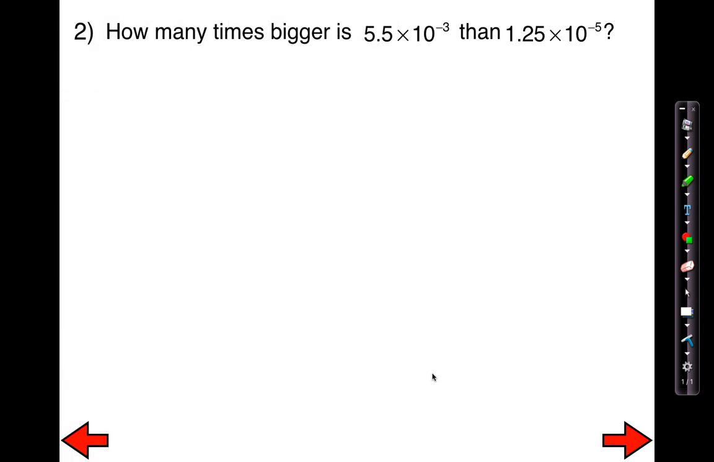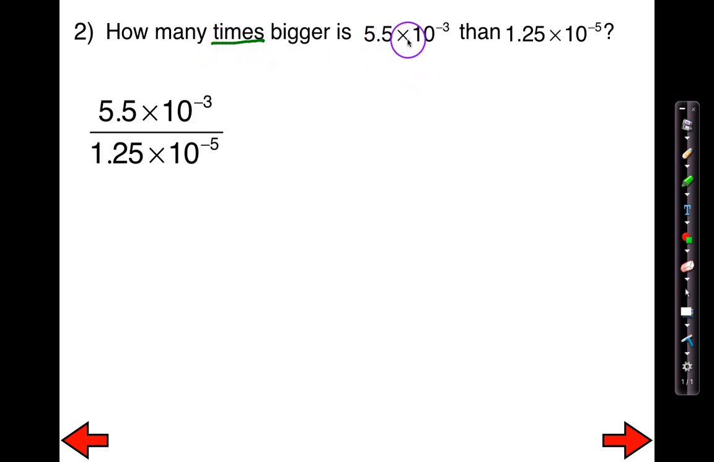So let's go ahead and practice one more officially. It says, how many times bigger is 5.5 times 10 to the negative third than 1.25 times 10 to the negative fifth? So again, since they're asking me how many times bigger, and this key word, how many times, because if this word wasn't there and it said how much bigger is one than the other, that's a totally different type of problem. Since it does say how many times bigger, I'm going to divide.